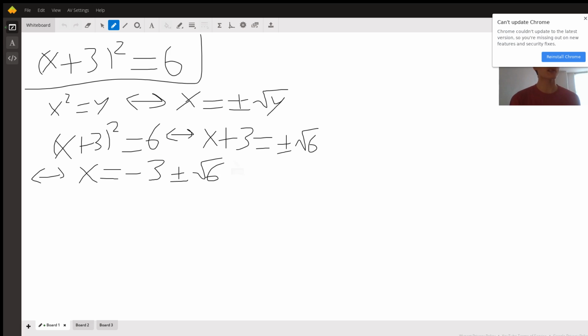So this is essentially in a format that allows you to directly apply the definition of the square root, actually. The square root was defined precisely so that there is a notation for the solution to a problem like this. So this problem is in exactly the format that the square root was designed to solve. So we have x plus 3 squared equals 6.